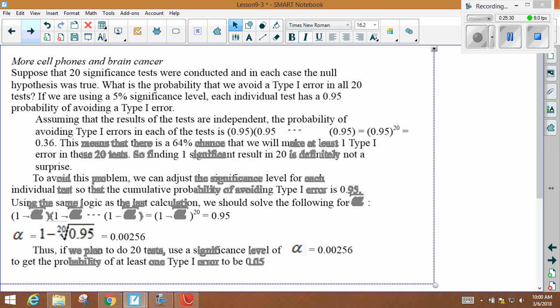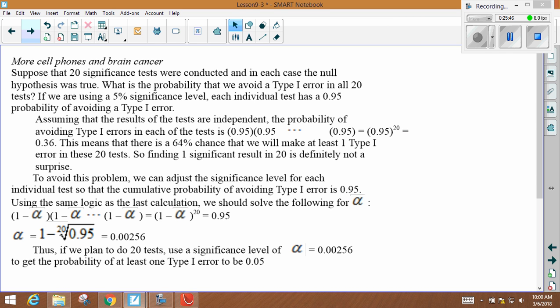Oh, here we go. This is good. So this is interesting. Actually, solving for an alpha level. So figuring out the probability of getting a type 1, of avoiding a type 1. So you can figure out the alpha level in order to avoid a type 1 error by solving this particular equation. Really interesting.